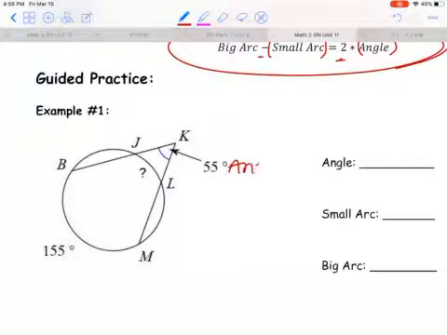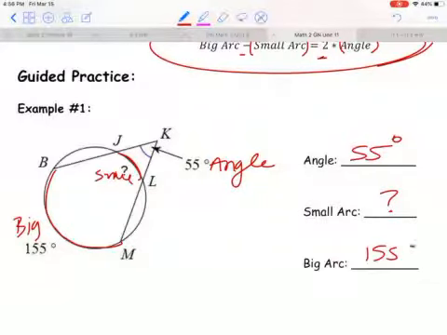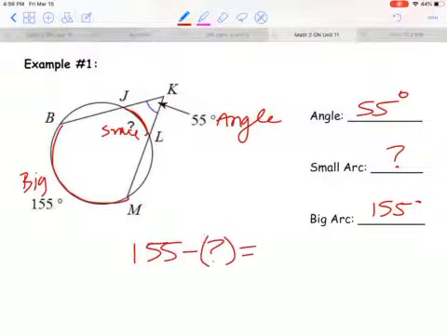Okay, you should have had the angle right here. This right here is the small arc, and this right here is the big arc. So 55, small arc is our unknown, big arc. And we're going to set up the equation. So we have our big arc minus our small arc equals 2 times our angle. And the order of that is really important.